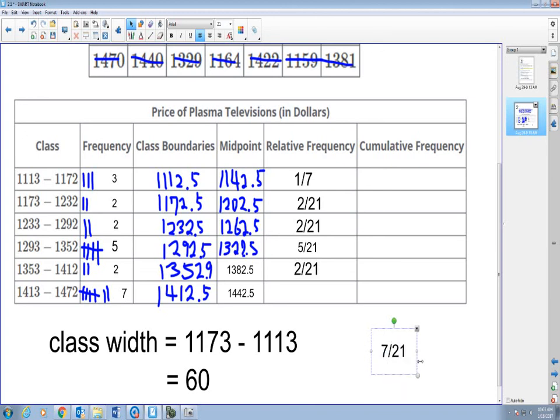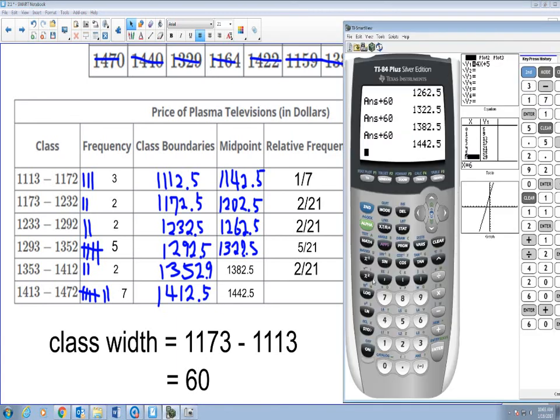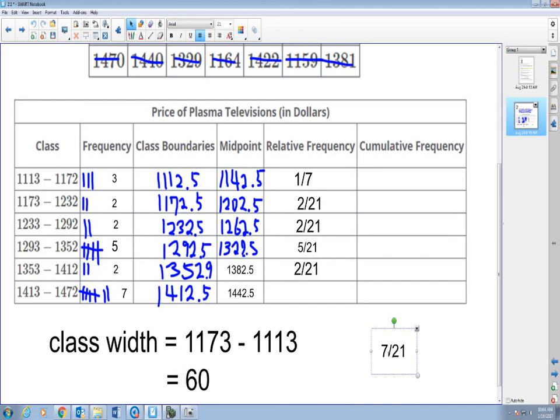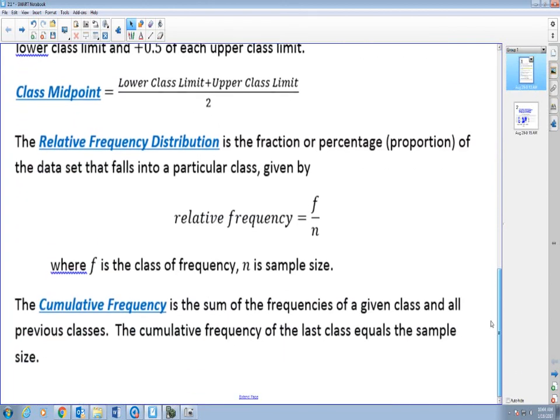7 out of 21, if you reduce with your calculator, that's my decimal notation. Convert to a fraction, that will be 1/3. So I will do 1 out of 3. Okay, there you go. Alright, so that's called the relative frequency. Remember why the first one is 1 out of 7, because it was 3 out of 21. If you reduce it, that will be your answer. Alright, that one took forever.